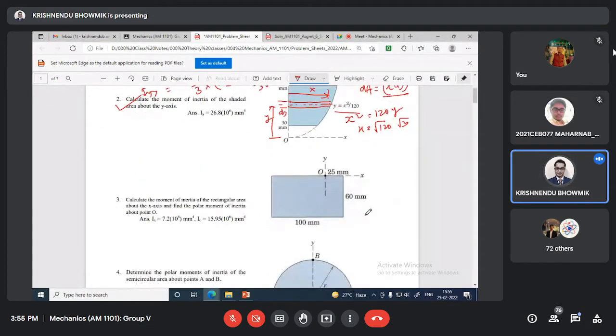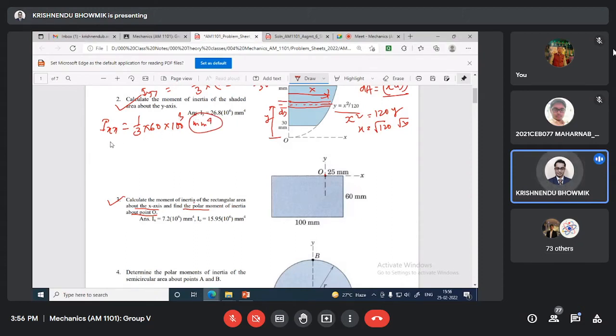Then I will give you the hint for 3. We have to calculate the moment of inertia of the rectangular area about the x-axis and find the polar moment of inertia about O. This is the O. Okay. So Ixx will be one third multiplied by base multiplied by height cube. One third, base is 60 multiplied by 100 cube, millimeter to the power 4. This unit is important. Always you have to write the unit.